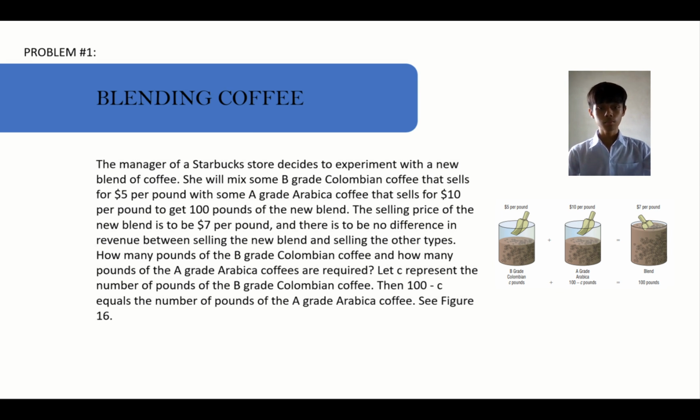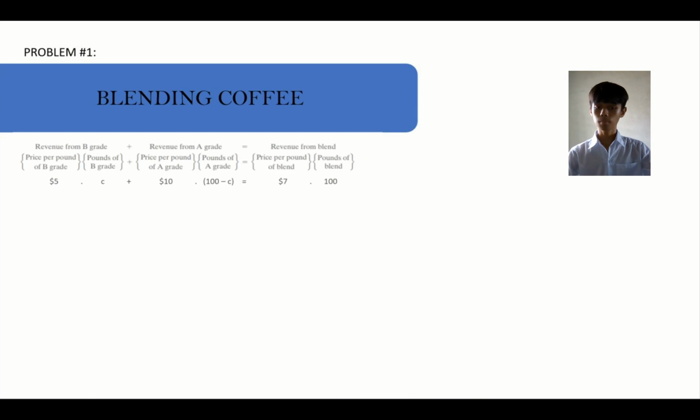Let's see. Let C represent the number of pounds of the B-grade Colombian coffee. Then 100 minus C equals the number of pounds of the A-grade Arabica coffee. Since there is to be no difference in revenue between selling the A and B grades separately and selling the blend, we have this. Now we solve the equation.